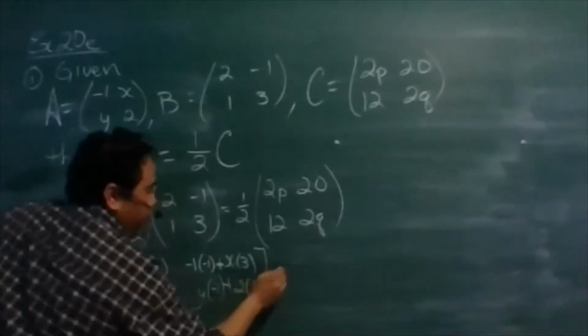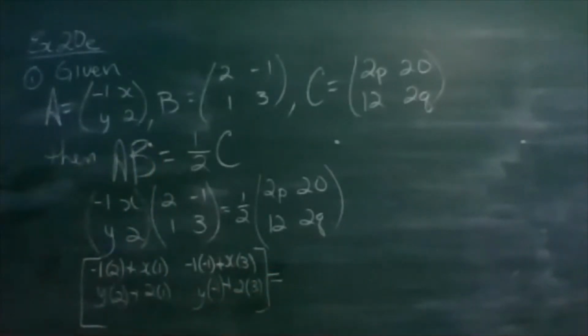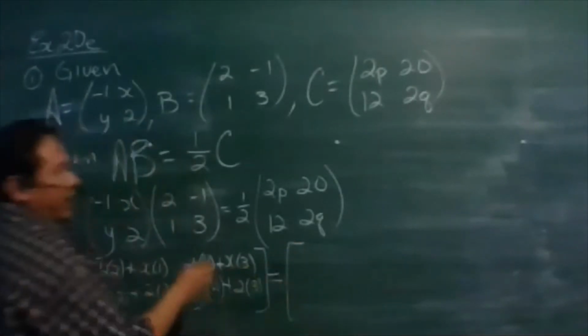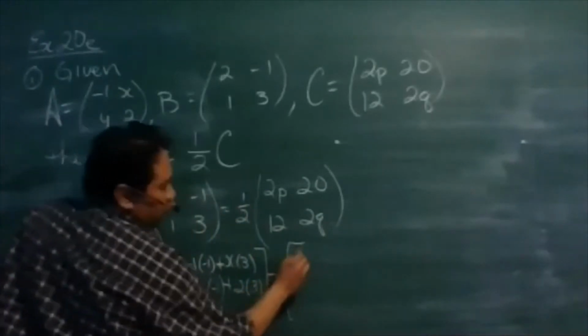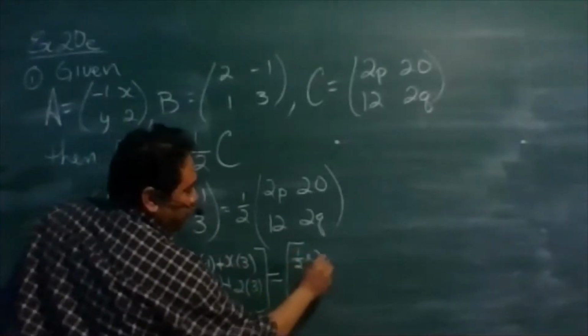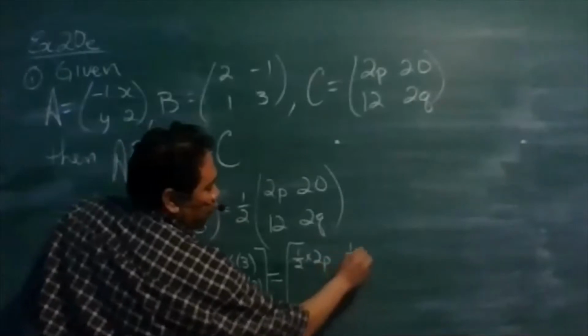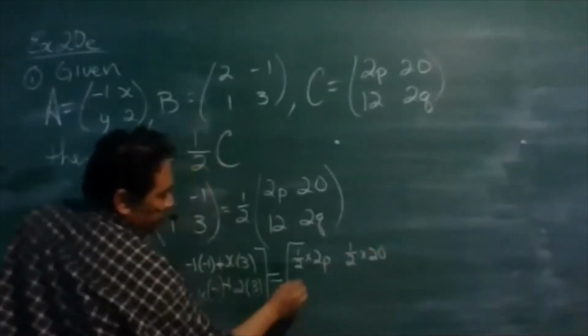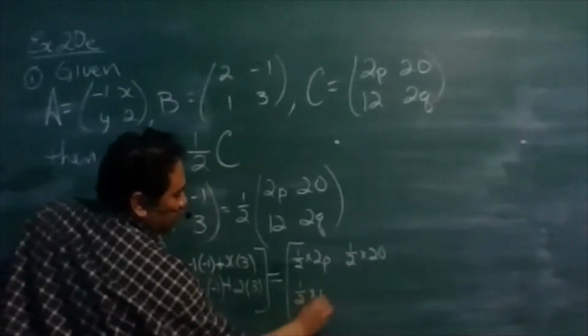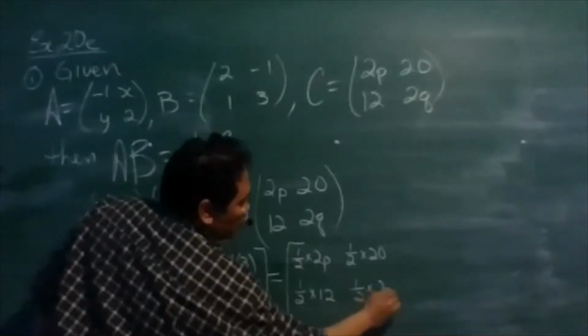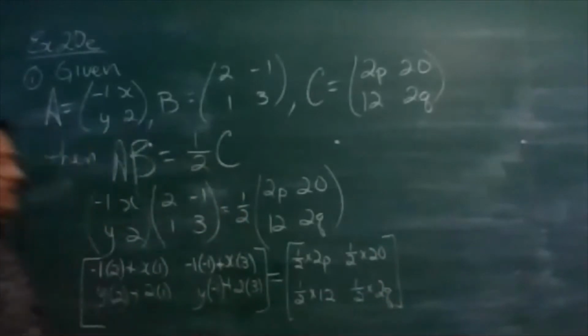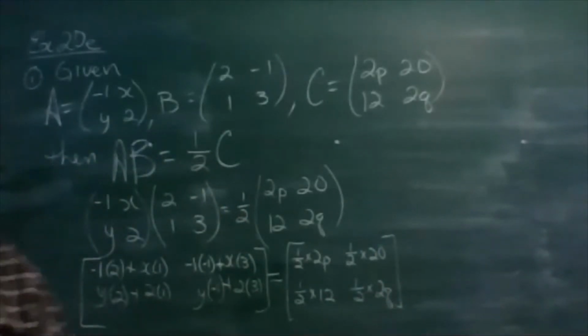That is the matrix multiplication. For the scalar, all we'll be doing is timesing each of the elements by the half. So half times 2p, half times 20, half times 12, and half times 2q. Alright? Now we can move on to our next step.